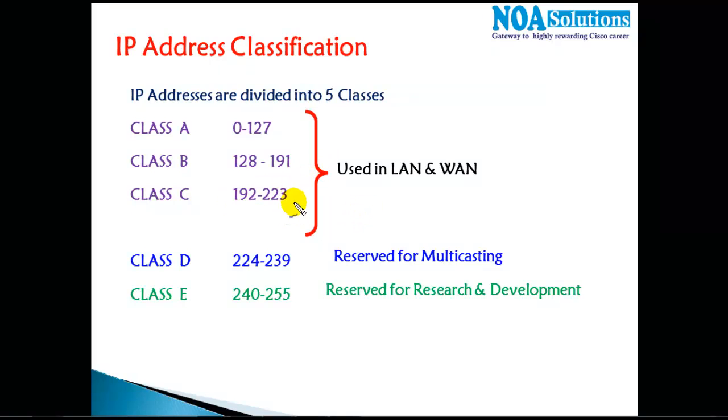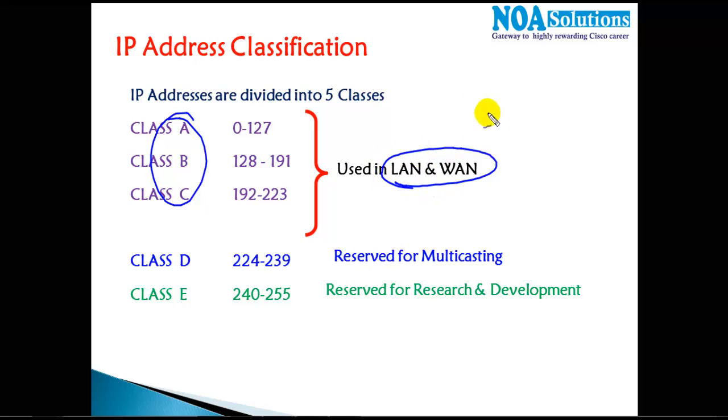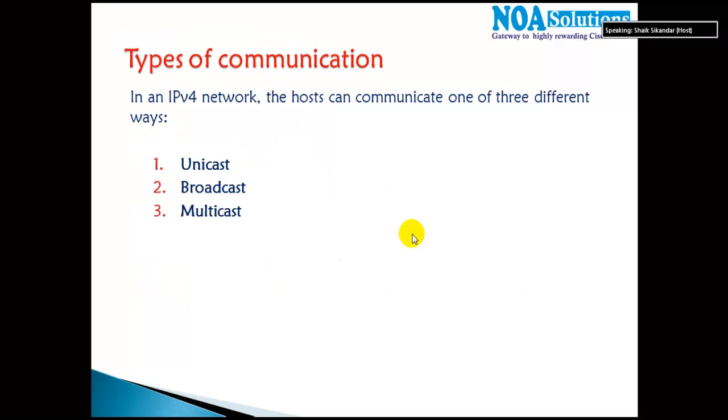So the next thing we need to understand is where we use which classes. In the LAN and the WAN, whether it is your private network, public network, or internet, we use only the A, B, and C classes, which are generally used in our LAN and WAN. Whereas class D is reserved for multicasting, and class E is reserved for research and development. So let's first try to understand what exactly multicasting is.